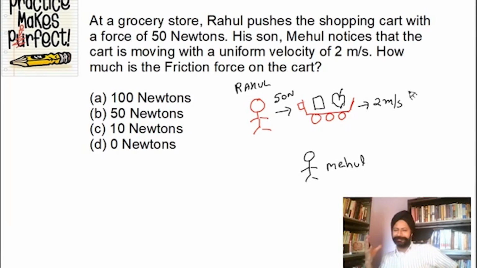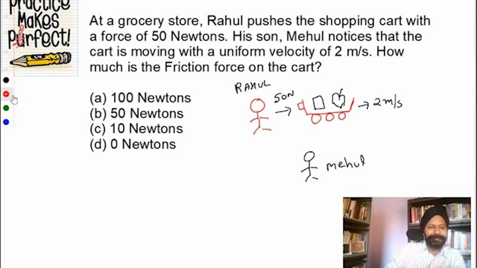Uniform velocity, what does it mean? I'm moving with 2 meters per second right now, and I will keep moving at 2 meters per second. Acceleration is the rate of change of velocity. If I'm moving with 2 meters per second with a uniform velocity, my acceleration is 0, guys. This is the key to the question, and this gives you the answer in 1 second. This thingy, uniform velocity.